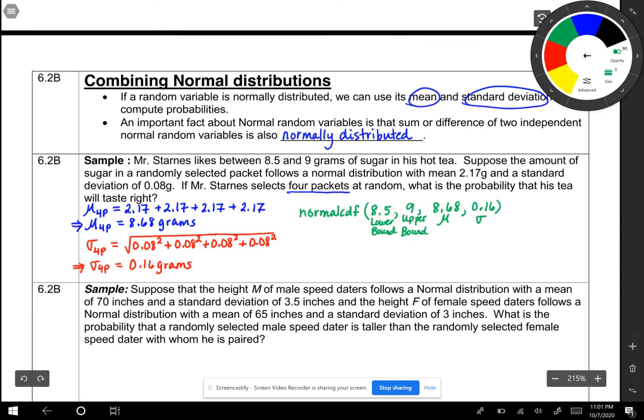Put that in your calculator. Again, remember your best friend doing normal CDF is second VARS. Just keep on practicing, keep on doing it, and you will be a master. That ends up equaling 0.8470. So that's an 85%, I'm just rounding it, chance that his tea will taste right.